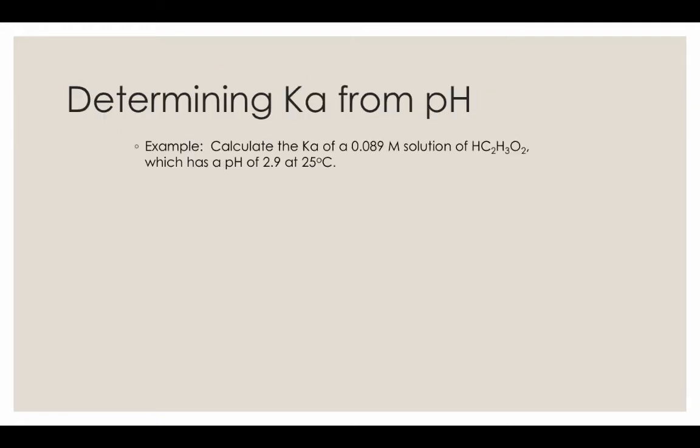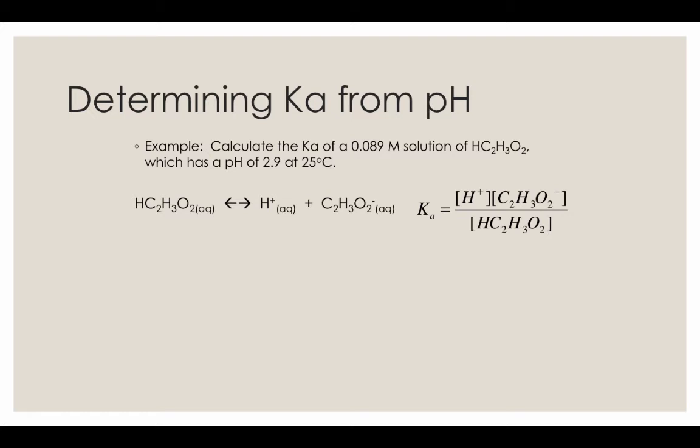Consider this question here. Here we're given the pH of the solution and the initial concentration, and we're asked to calculate the Ka. As always, we start by writing the dissociation equation. Here I've chosen to do it without water, but you can do it with water as well. And then I write my Ka expression. I know that my pH is 2.9, so I can use this to determine my H+ concentration.